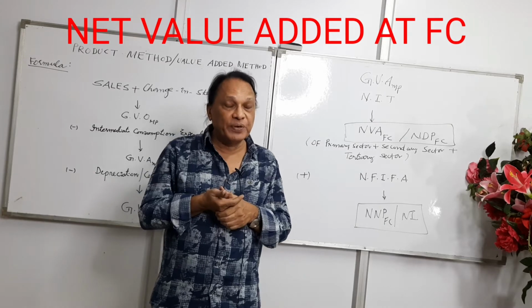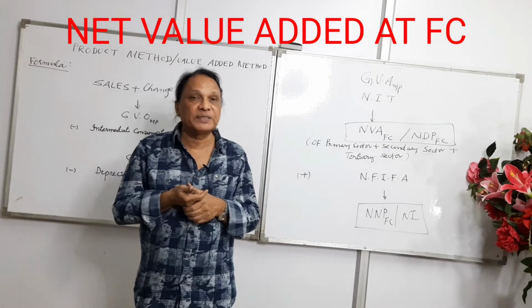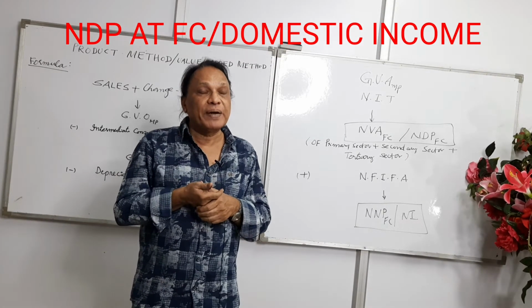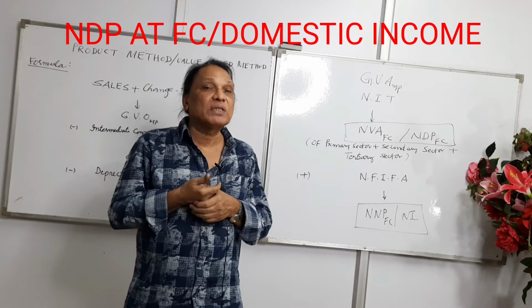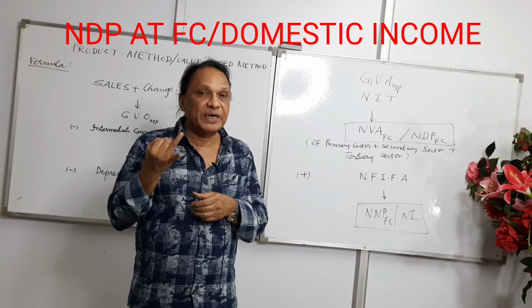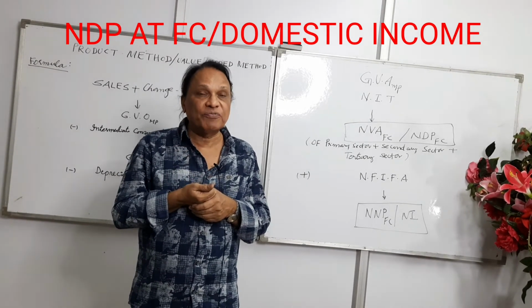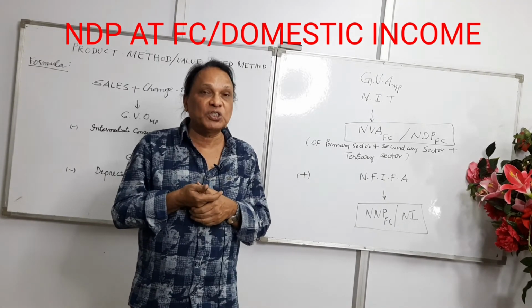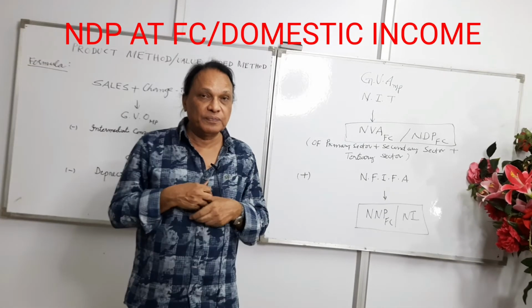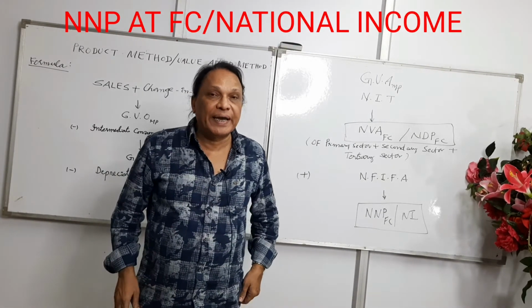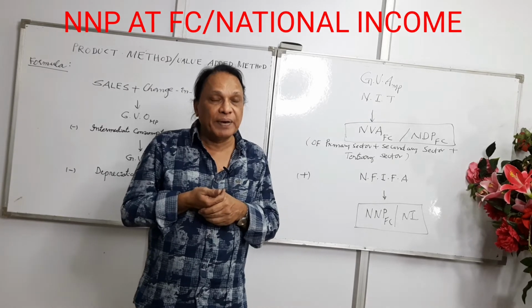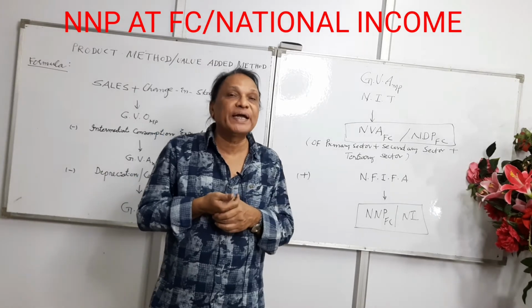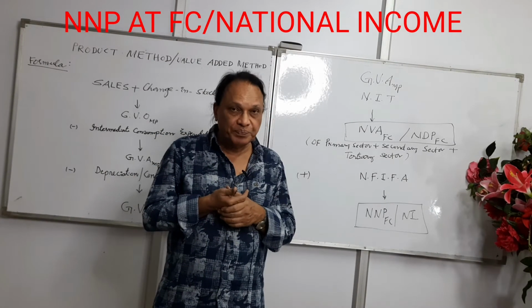The next step, which of course I told you is an important step, is estimating NDP at factor cost. How do you get NDP at factor cost? By adding the net value added at factor cost of all the three sectors, that is the primary, secondary, tertiary sector. That is NVA at FC of primary sector plus NVA at FC of secondary sector plus NVA at FC of tertiary sector, we get NDP at FC. And the last step is estimating NNP at FC or national income. By adding NFIA to NDP at FC, we get NNP at FC, or national income.